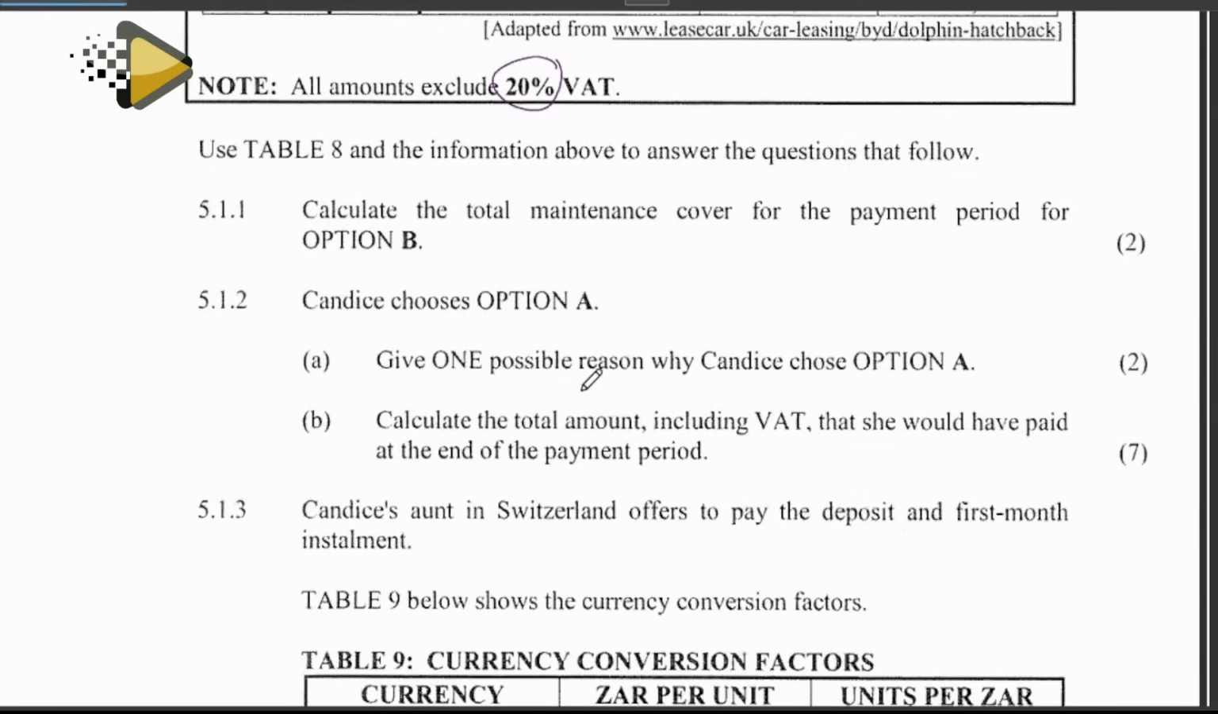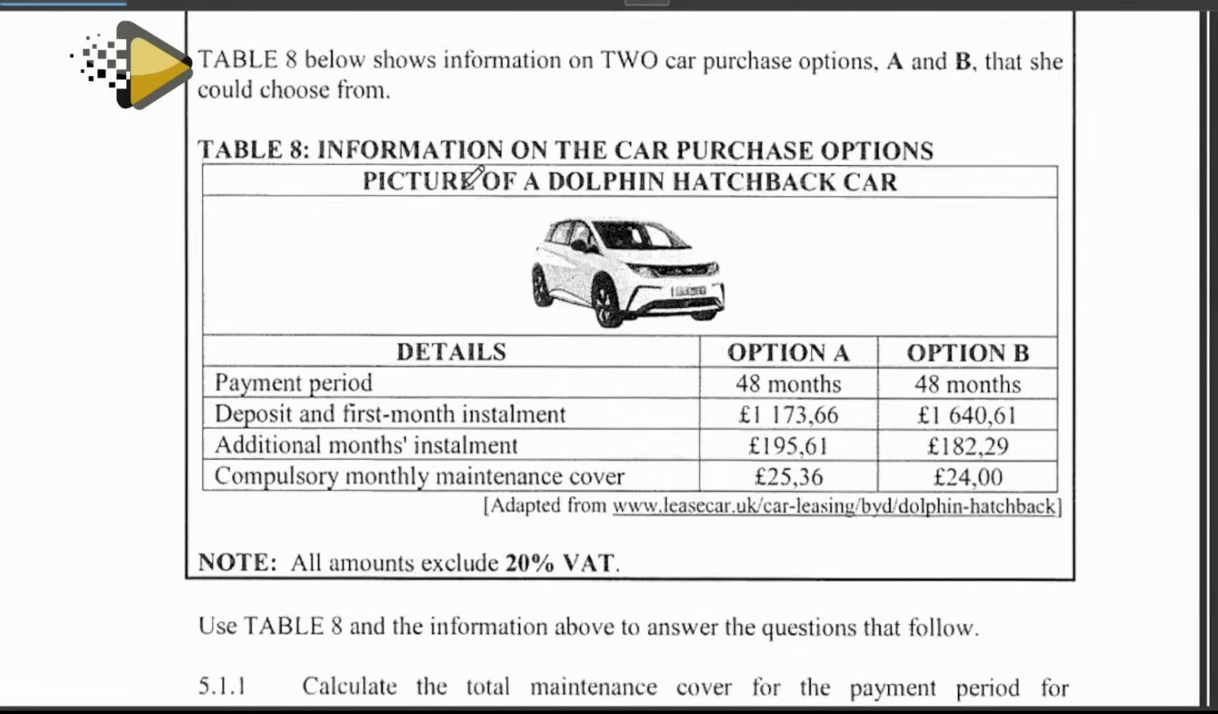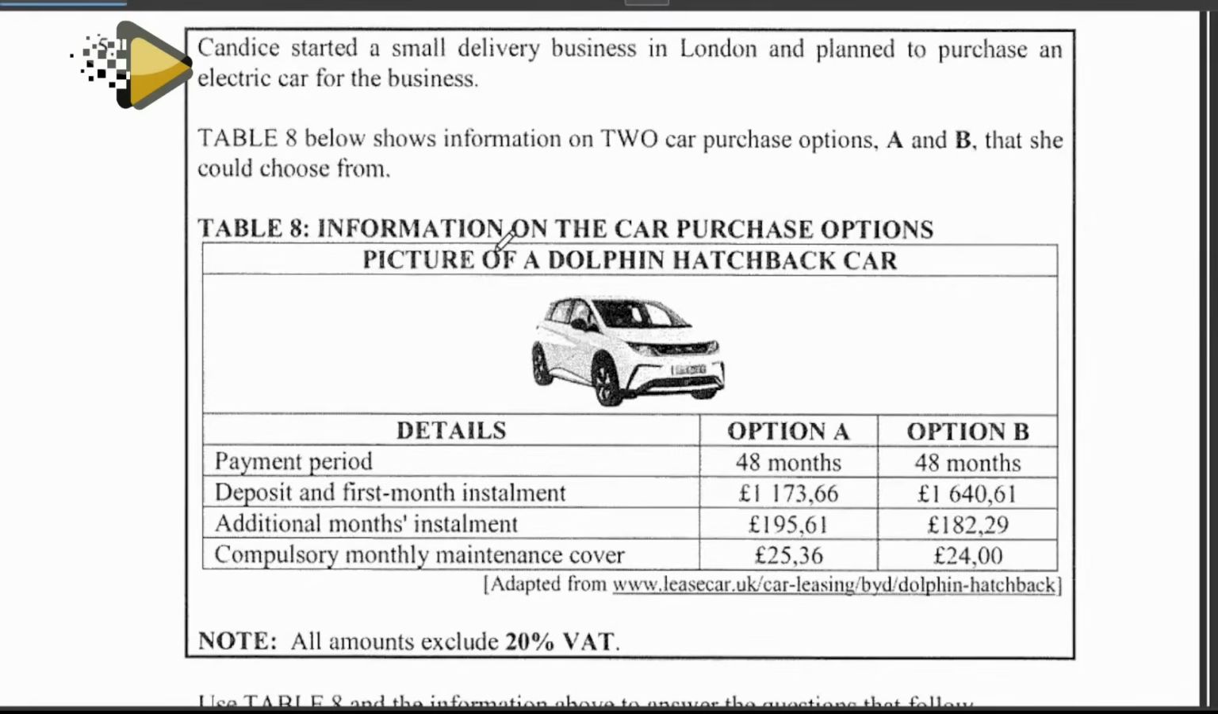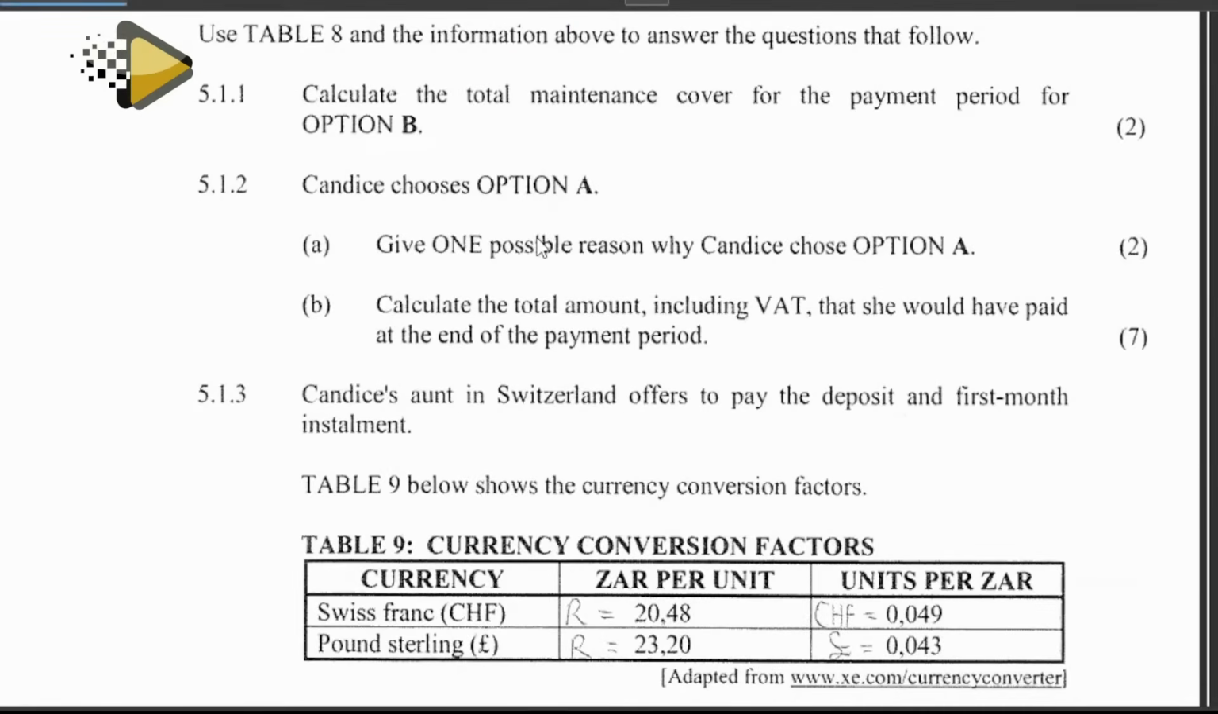Calculate the total maintenance cover for the payment period for option B. So now, option B, it's there. So we are looking at maintenance, it's this one here. So meaning we shall come down here and we say 24 times 48, and these are pounds. So we have 1,152 pounds.